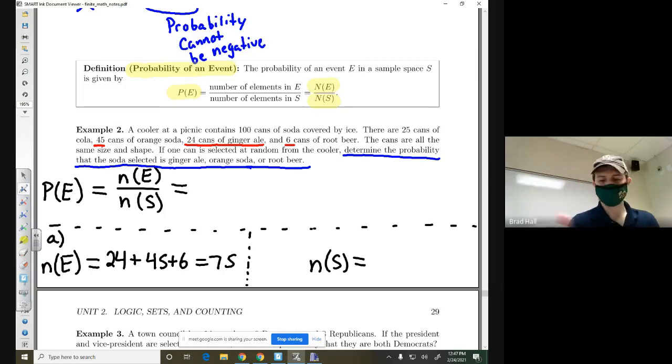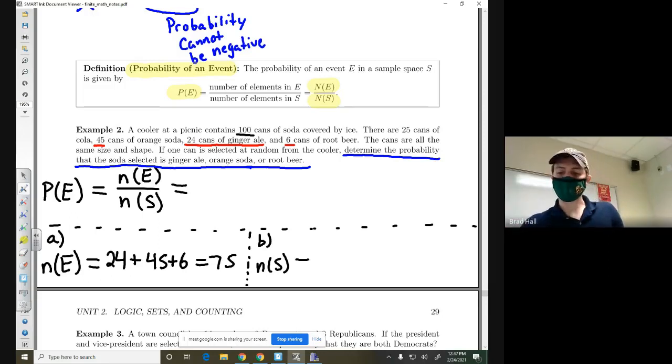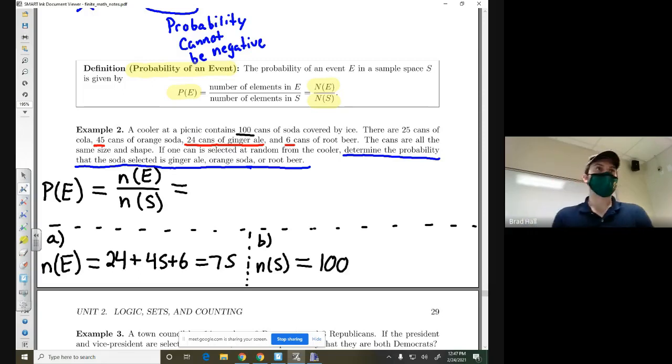So we'll call that part A, why not? Then part B, a little bit more room. And so now B, or the number of elements in the sample space, in this context, is the total number of cans in the whole entire problem. And it does say at the very beginning, there's 100 cans in total. So there's nothing really to count. There's 100 cans in total.